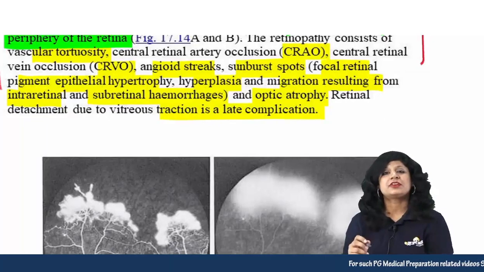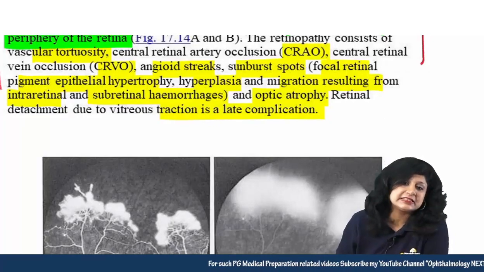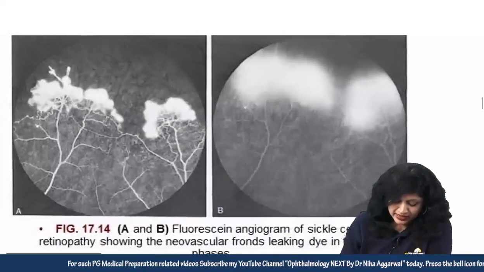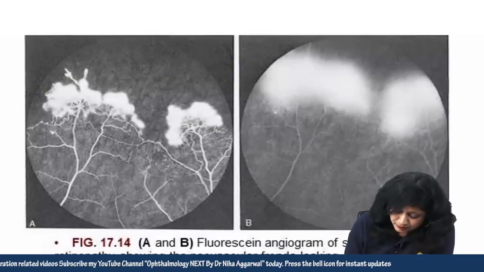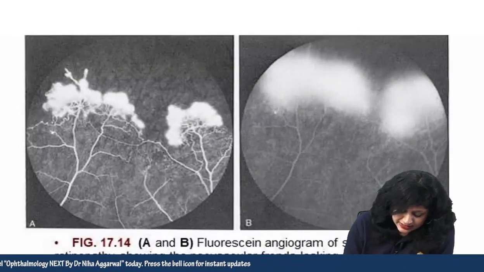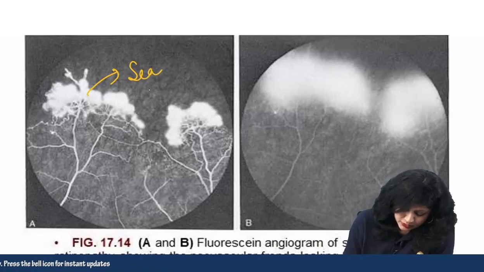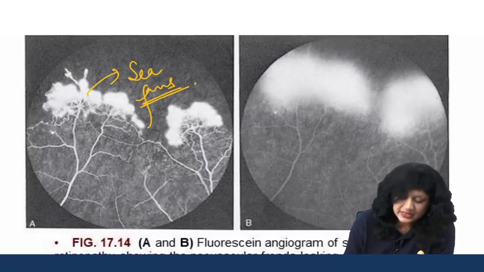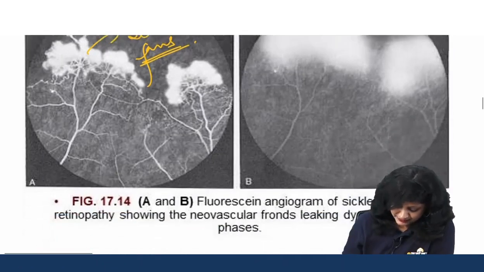So if you remember, the tractional RD also has one of the causes as sickle cell anemia. And look at the beautiful images here. You can easily see these are your sea fans. So this kind of sea fan retinopathy is actually found in sickle cell disease, right?